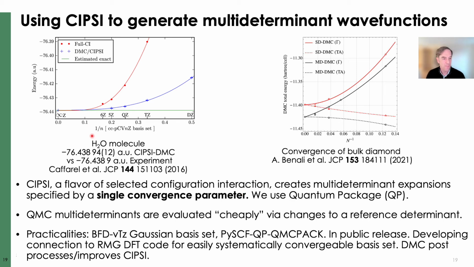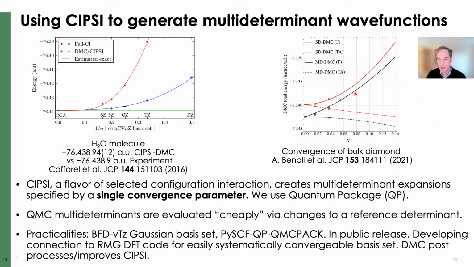It was pioneered in particular by Michel Caffarel and co-workers, here shown for the water molecule. Here in blue is the diffusion Monte Carlo CIPSI result, and this was, I think at the time, the most accurate water molecule that had been computed, so potentially very, very accurate. And notice here that we're actually using the diffusion Monte Carlo to improve on the selected CI result. And since that work was done, we've actually had some collaborations.